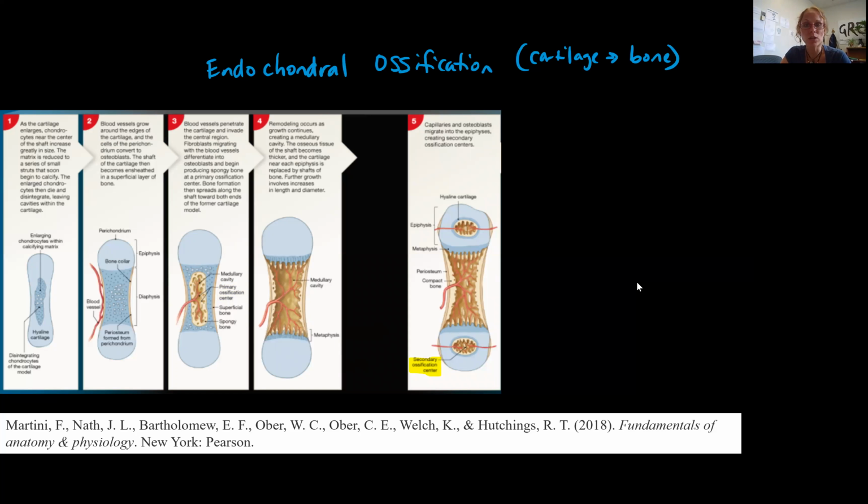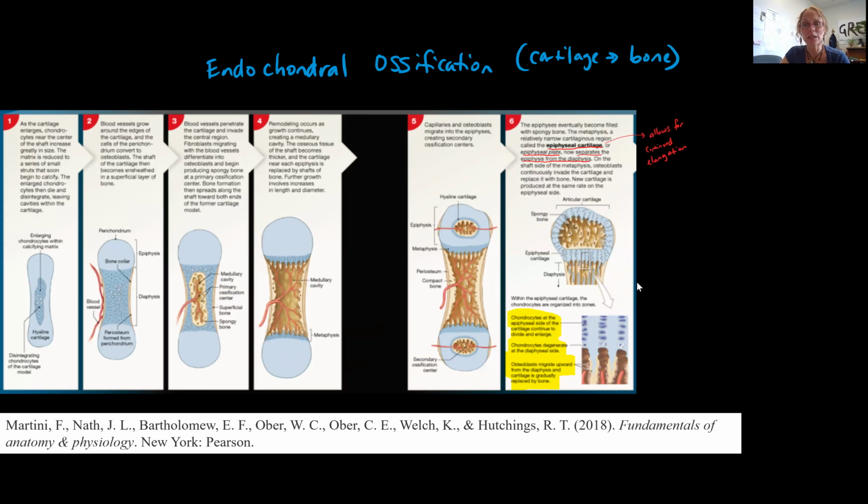Okay, so then we start to see a penetration of blood vessels at each epiphysis. So now we have a secondary ossification center, and it's basically a repeat of what we saw at the primary ossification center, but just in our epiphyses.